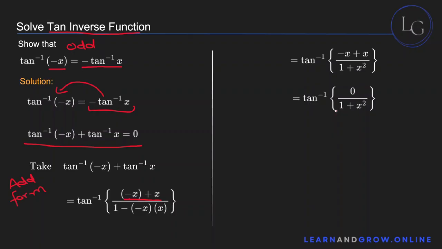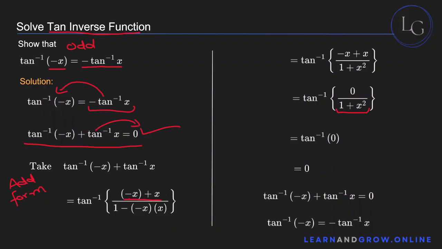And since the numerator is 0, the entire bracket becomes 0. And tangent inverse of 0 is, well, 0. So now we've proven this equation, and just take this tangent inverse of x to the right hand side, and you've proven the original equation given in the question.